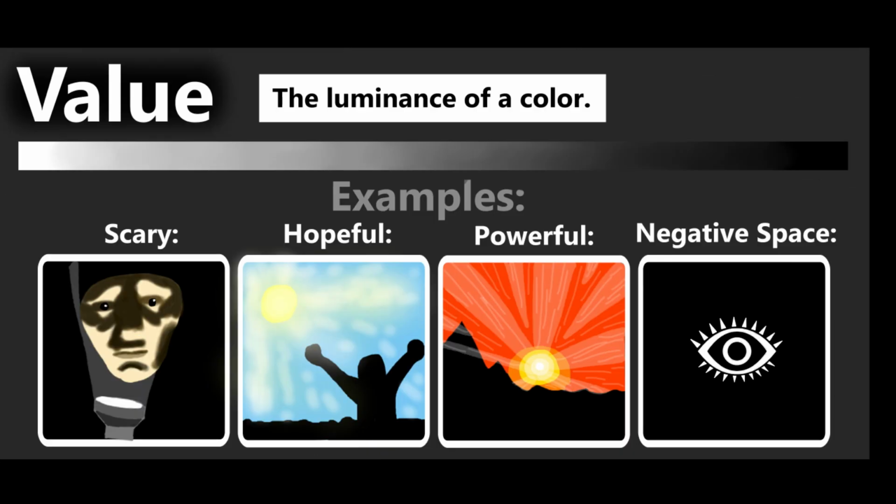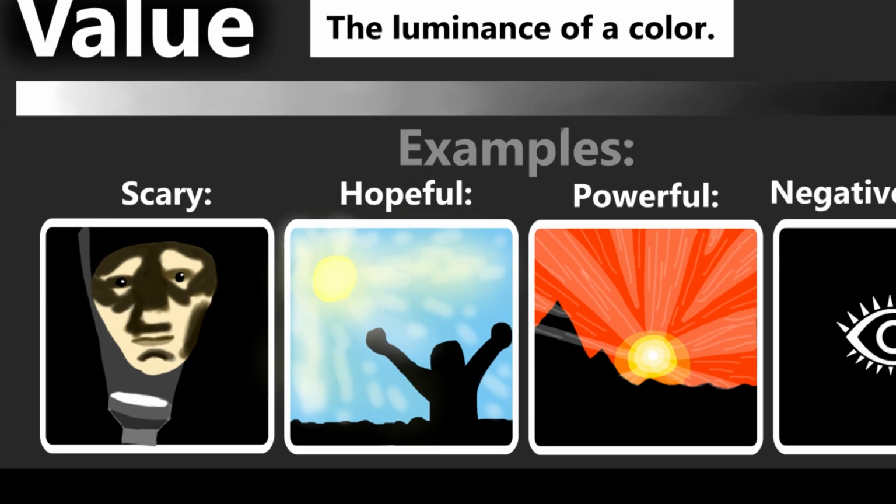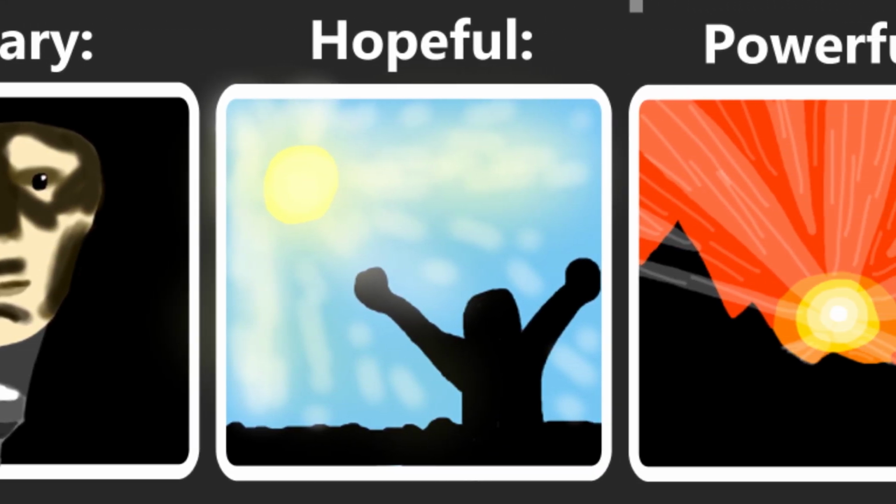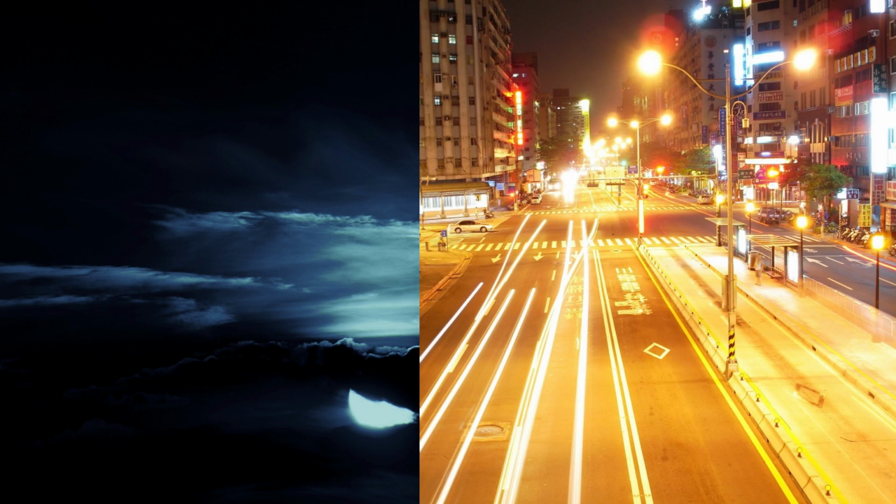Value describes brightness of a color from dark to light. Value has a huge impact on the mood. Dark scenes have low energy, and light scenes have high energy. Value can also be used to match the emotion you're trying to express.